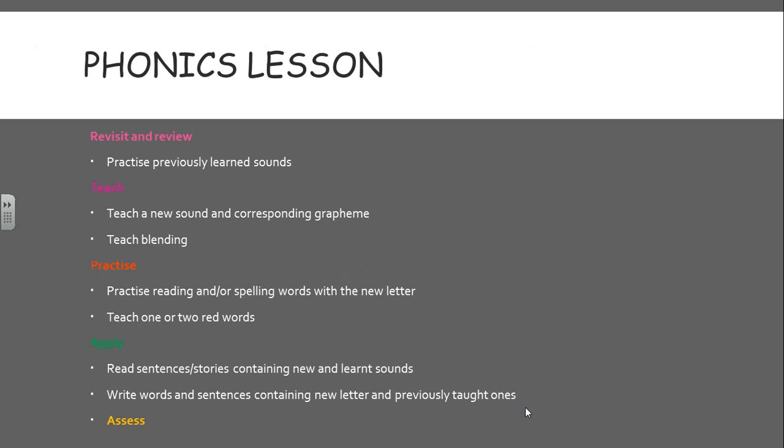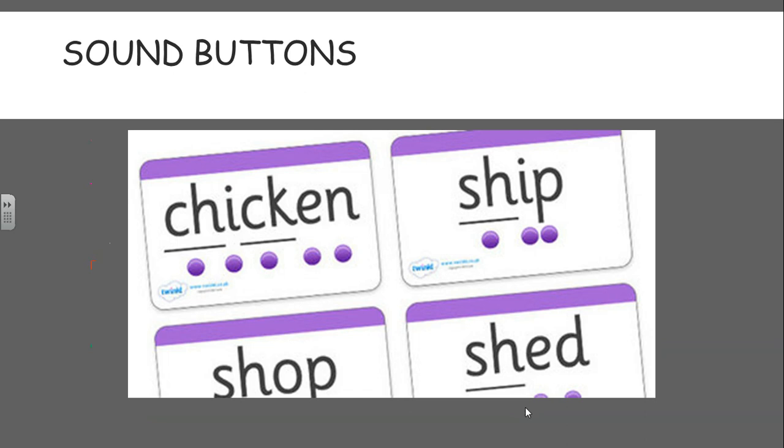A typical phonics lesson consists of revisiting and reviewing previously learnt sounds, teaching a new sound and the corresponding grapheme, practising reading and spelling words with our new letters, applying, reading sentences and stories containing the new letters, and then assessing the children's knowledge. We also encourage all children to add sound buttons during our lessons.